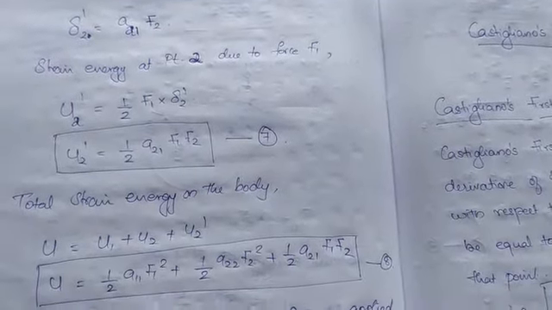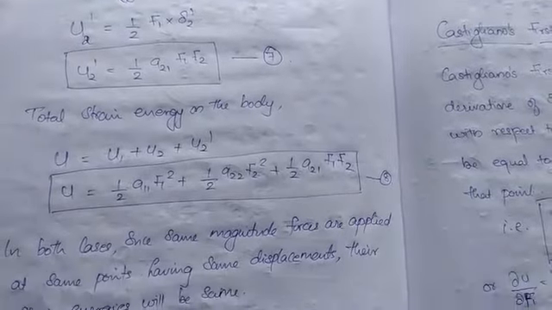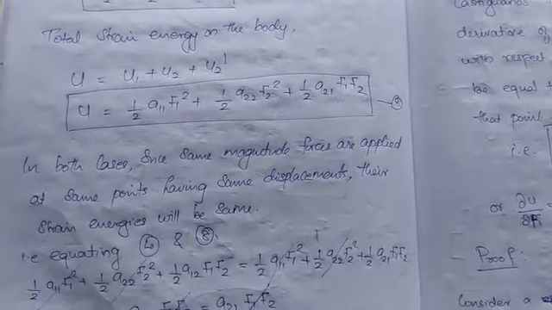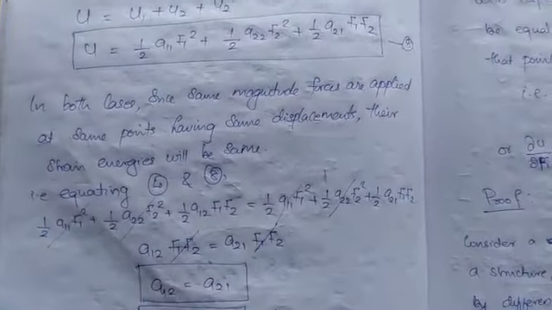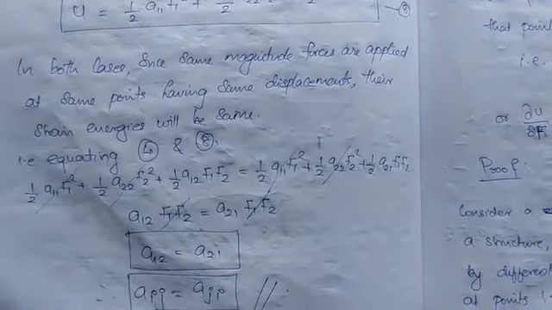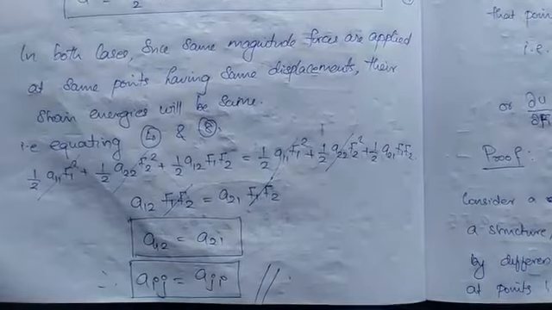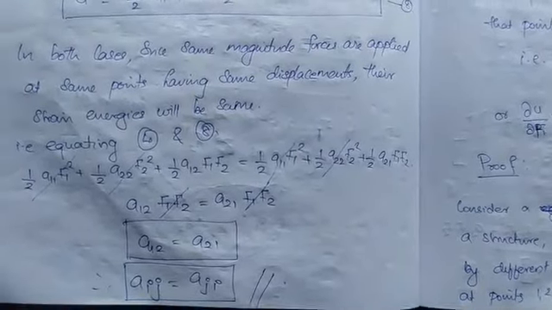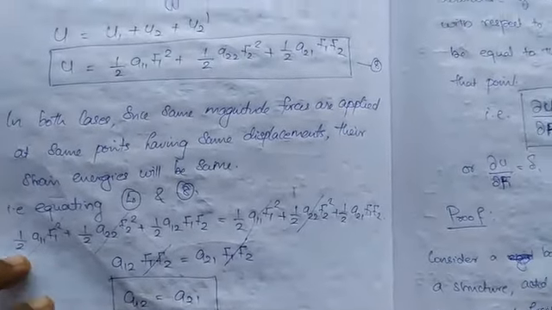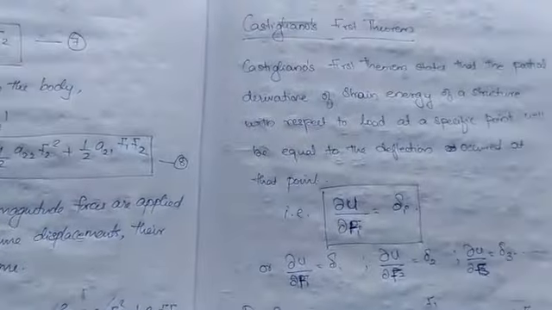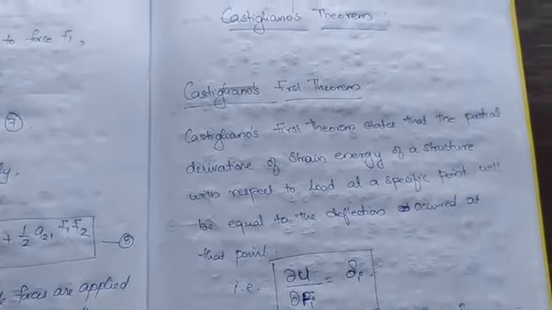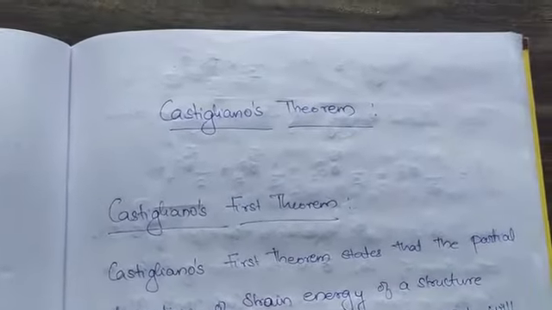Students, in the last lecture, we were discussing the reciprocal theorem. That means Aij is equal to Aji. Today, with these conclusions that we made in the last class, we'll look at an important theorem which is called Castigliano's theorem.